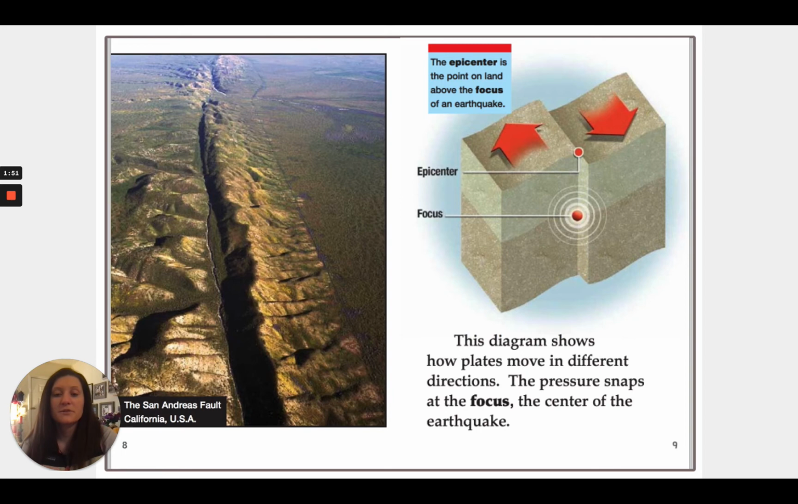This diagram shows how plates move in different directions. The pressure snaps at the focus, which is the center of the earthquake.